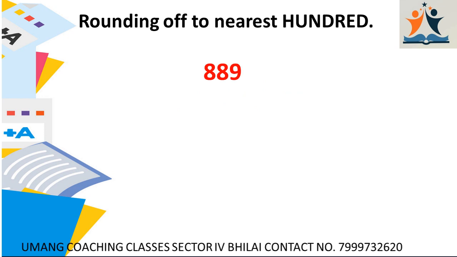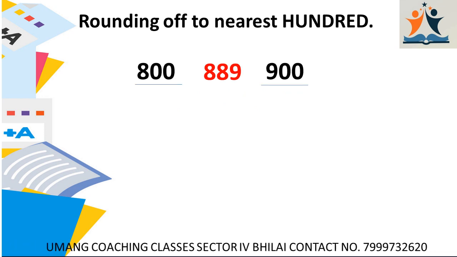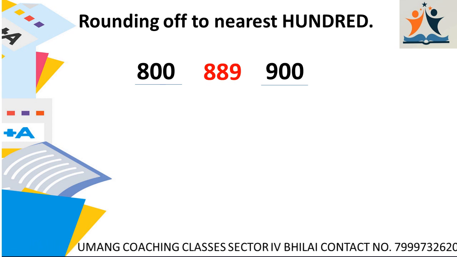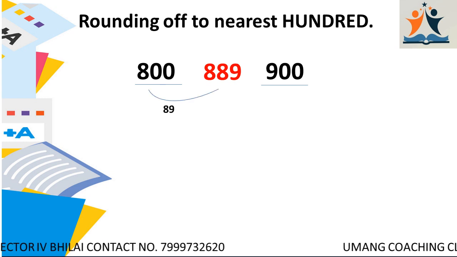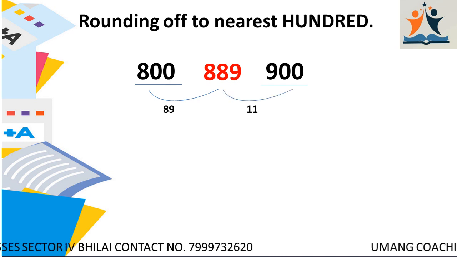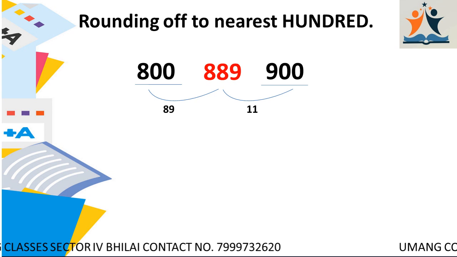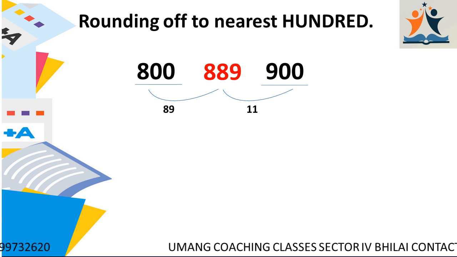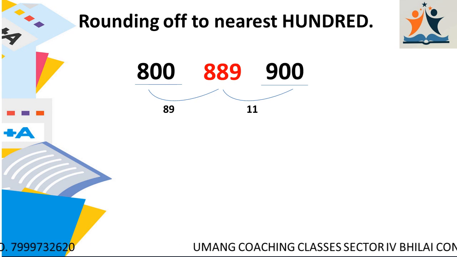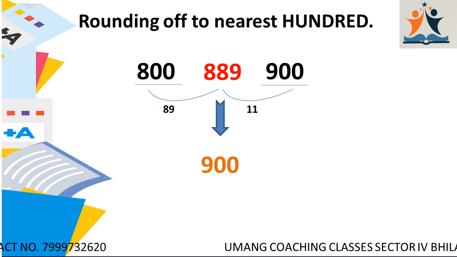Let's see another, 889. The nearest hundreds of 889 are 800 and 900. So we'll see the difference between them. The difference between 889 and 800 is 89, and the difference between 900 and 889 is 11. So is 89 nearer or 11? Obviously 11. So the rounding off to the nearest 100 for 889 will be 900. Let's see another example.